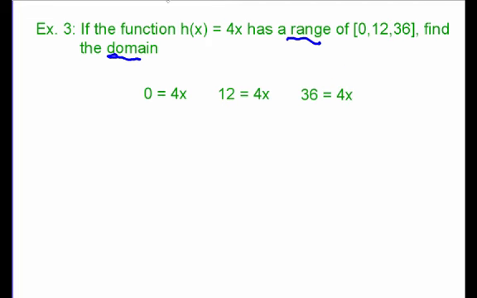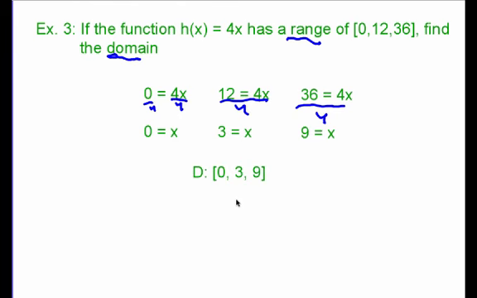Now I'm going to solve for x. All I have to do on each one of these is just divide by 4, divide by 4, divide by 4, and I come up with my results of 0, 3, and 9. So if I put those together in a set, that's my domain. So all we're doing is, once again, plugging our values in and solving for our missing values, except this time, instead of plugging in for x, we're plugging in for h of x.